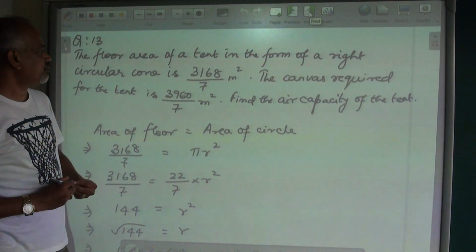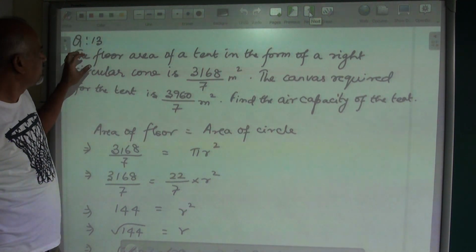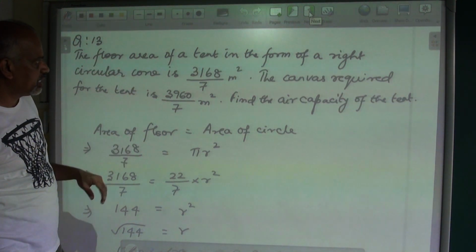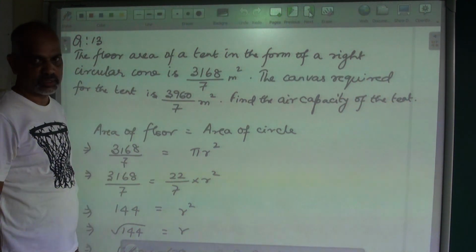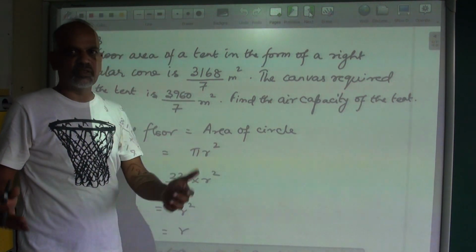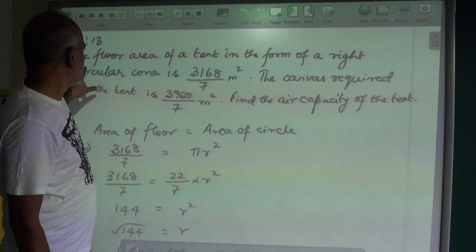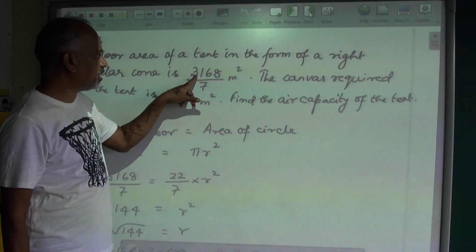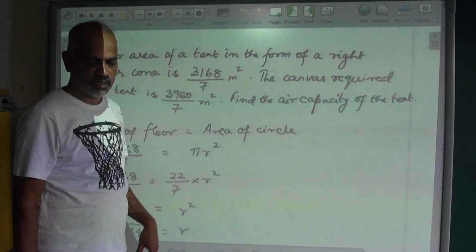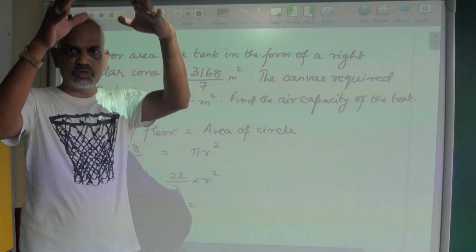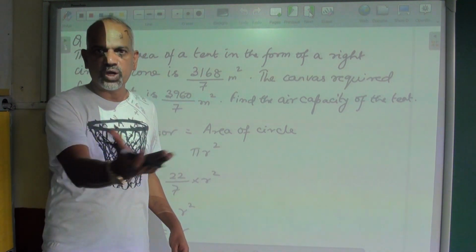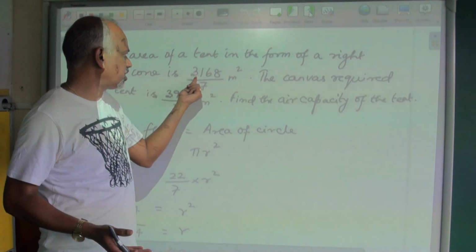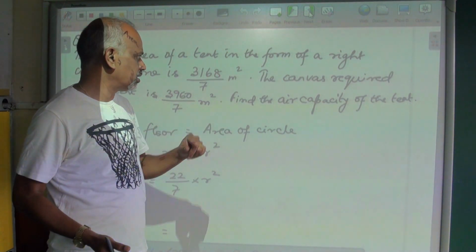Next one. This is from the same exercise. Question number 13. The floor area of a tent in the form of a right circular cone. There is a tent which is made in the form of a cone. So the floor area of the tent in the form of a right circular cone is 3168 by 7 meters square. The floor area, if you assume a conical tent, the floor is in the shape of a circle. So the area of the floor is given as 3168 by 7 meters square.